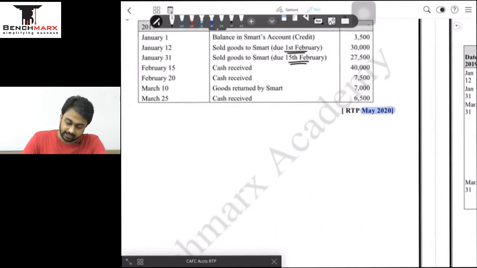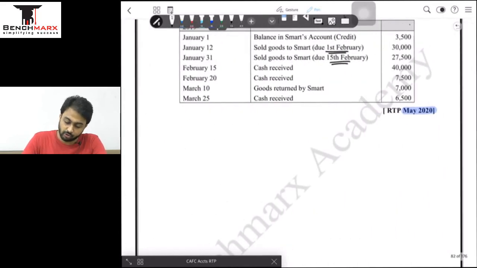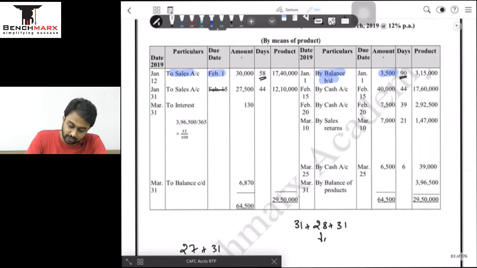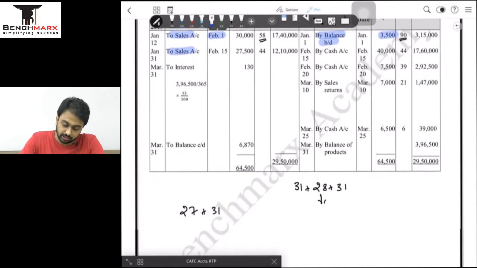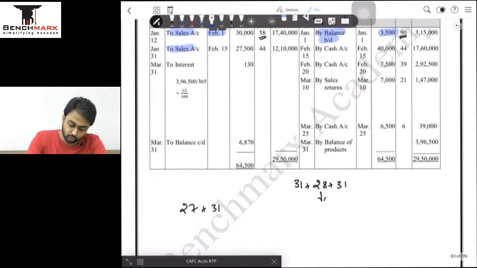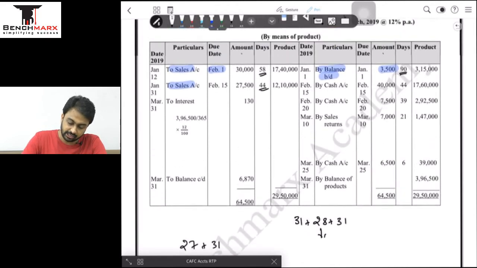ठीक है, then next is sold goods due 15th of Feb. So 15th of Feb is the due date. एक minute, 15th of Feb is the due date, and then we have 2 sales, and number of days is equal to 13 plus 31, appears to be 44. ठीक है, ये भी अपना हो गया.